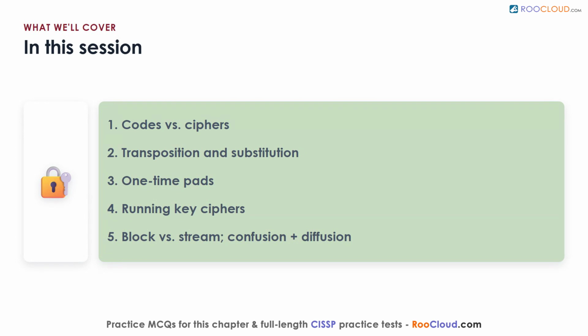We'll answer several questions. How is a code different from a cipher? What are the two basic ways to scramble a message? What makes a one-time pad theoretically unbreakable? What is a running key cipher? Does a cipher work on whole chunks or one piece at a time? And what two properties make a modern cipher strong?